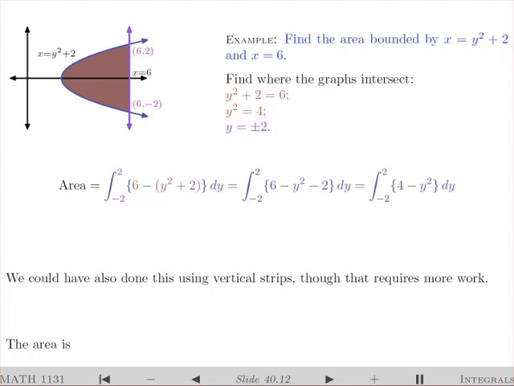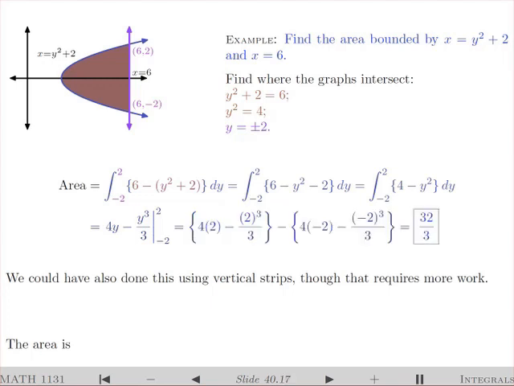Now I just have to do the integration, just the power rule. The antiderivative is 4y minus y cubed over 3. Take the net change from negative 2 to 2, so substitute 2 and negative 2 and subtract, which simplifies to 32 over 3.